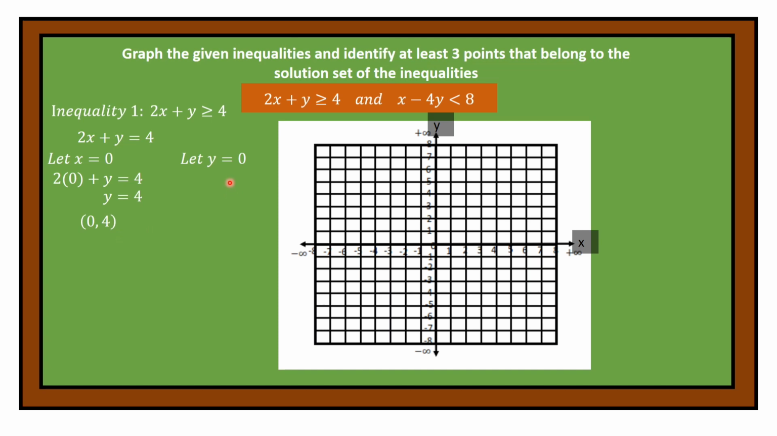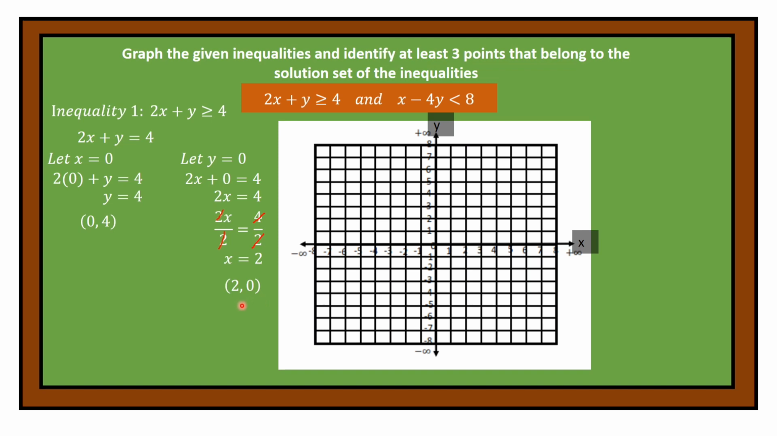Next, i-let naman natin ang y be equal to 0. So, ang y ngayon, ang papalitan natin ng 0. Kaya ang ating equation ay magiging 2x plus 0 is equal to 4. So, kapag ito ay sinolve natin, so magkakaroon tayo ng 2x is equal to 4. Since ang x ay may numerical coefficient na 2, we have to divide the whole equation by 2. So, we have here 2x divided by 2 and 4 divided by 2. So, we have here x equals 2. So, ang ating second ordered pair ay 2, 0.